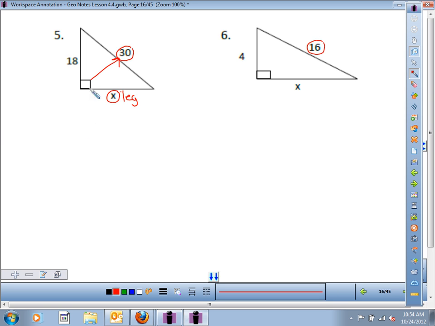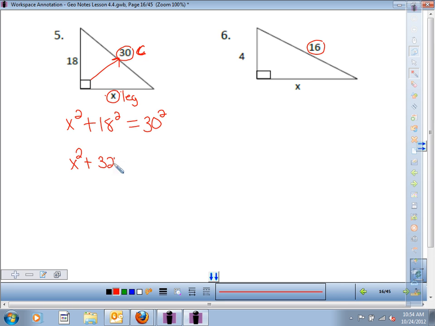Now again, remember my legs, it doesn't matter which is A or B, it's irrelevant. This is the one that matters. That's your C. So we set it up as x squared plus 18 squared equals my hypotenuse, which is 30 squared. We have to do it that way; the hypotenuse needs to be over there. So we take x squared plus 18 squared, which is 324, equals 30 squared, which is 900.